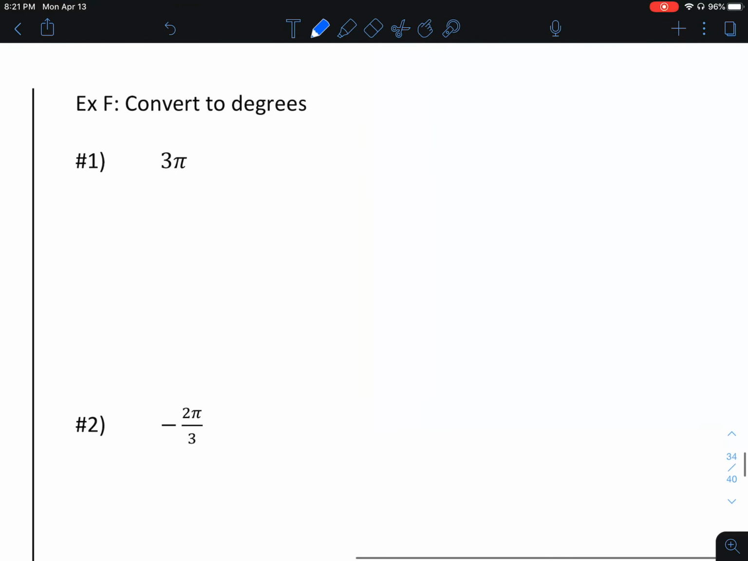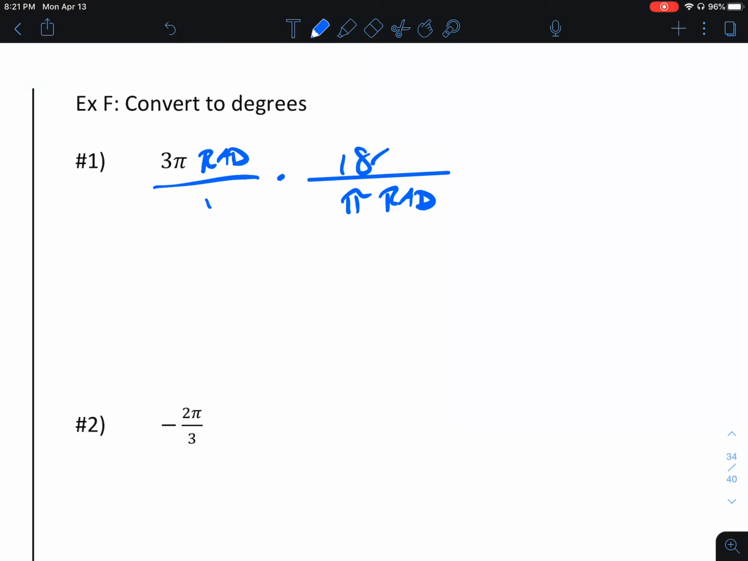Convert to degrees. So it's not written, but it's implied that this is in radians. So I'm going to multiply this by a fraction so that my radians cancel. 180 degrees is equivalent to pi radians. So the radians cancel, the pi's cancel. Now I have 3 times 180, which is 540, and the only unit that is left is degrees.